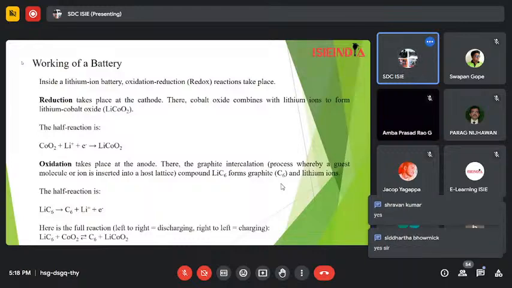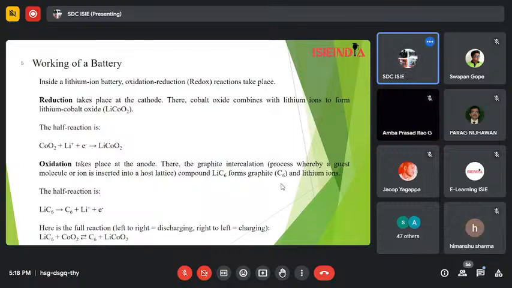Working of a battery. So how the battery works, how the oxidation and reduction happens. So we are going to see the redox reaction. So what happens at the cathode? The reduction takes place. Here the cobalt oxide will combine with the lithium ions to form lithium cobalt oxide, LiCoO2. The CoO2 plus lithium ion plus electron will form lithiated lithium cobalt oxide. You can see here, right?